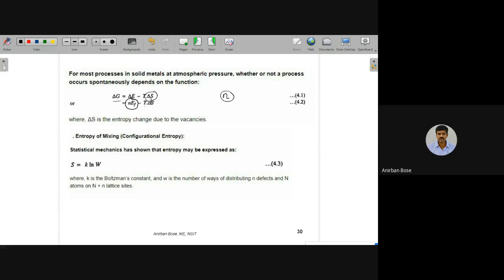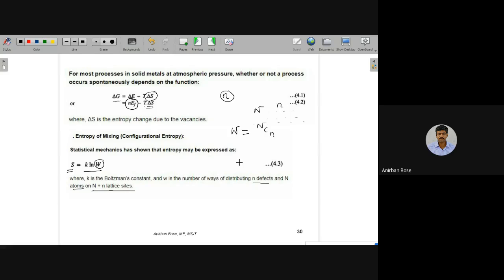We know it. To find out this change of entropy, let us write the expression for the configuration entropy, and that we know is k log W, where W is the total number of possible arrangements. We have already seen what W is. If there are capital N number of atomic sites, and if there are small n number of vacancies, then N C n will be the number of configurations. Here n defects and N atoms and N plus n lattice sites.